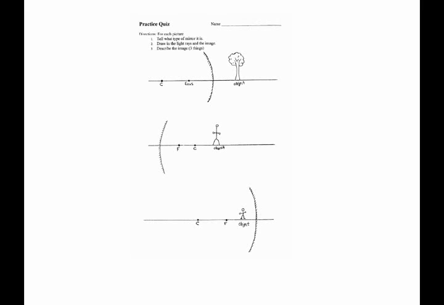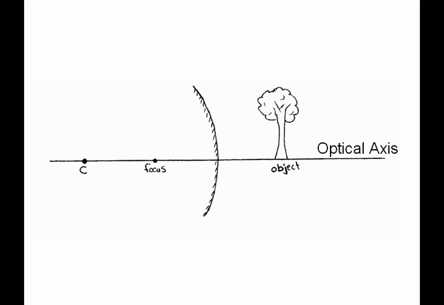Practicing our light ray diagrams. First diagram, I want you to label what type of mirror it is. Since we have the object on the outside of the mirror, this is one that's curving outwards. This is a convex mirror, also called a diverging mirror.